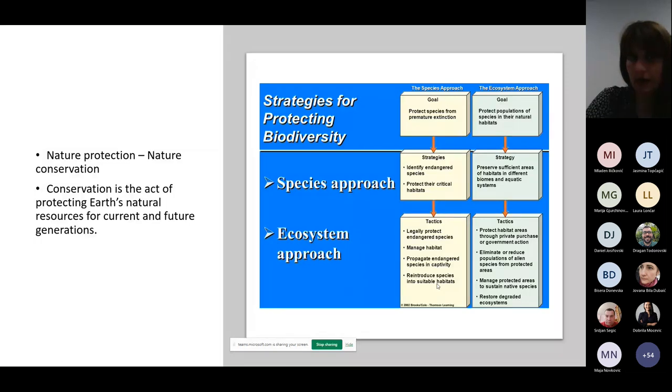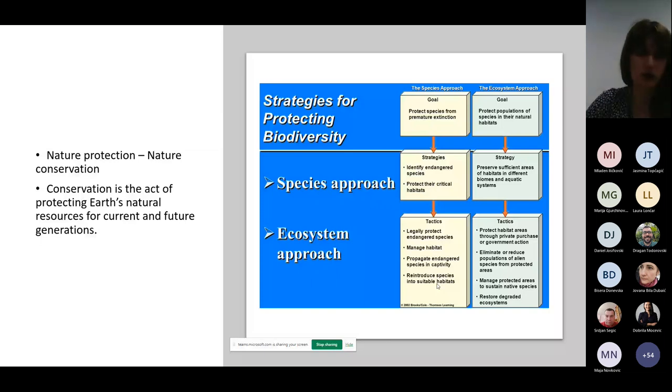Okay, another term which is going to be very frequently used in preparation of your articles or campaigns is natural protection, actually a term which evolved into nature conservation. Because if we are protecting nature in a sustainable way, then it's nature conservation. So this is a contemporary term. Conservation is the act of protecting Earth's natural resources for current and future generations.